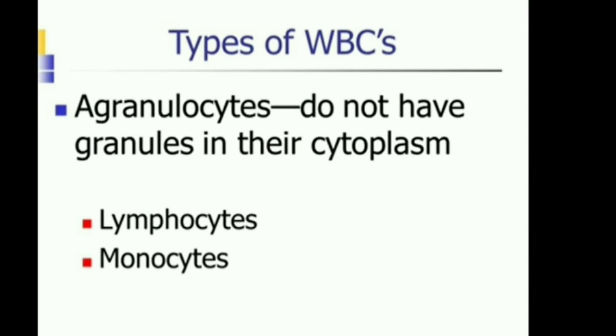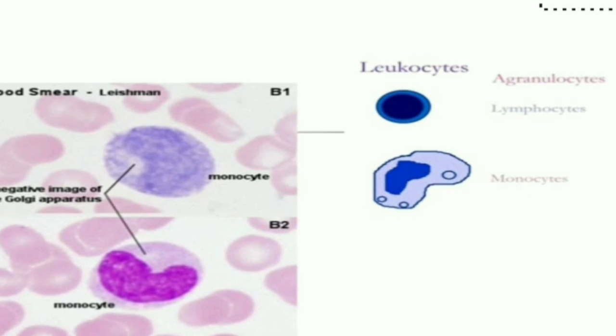Another type of WBCs are agranulocytes. Agranulocytes means the cytoplasm of these white blood cells does not consist of granules. These agranulocytes are of two types. They are lymphocytes and monocytes.